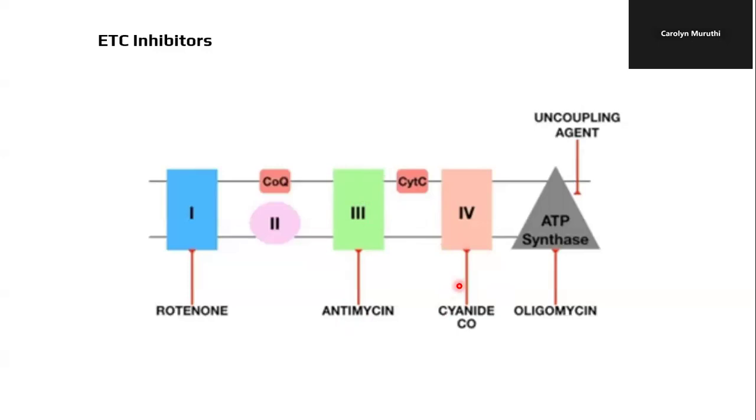Cyanide is a very important but highly toxic chemical that exists as a gas, and it inhibits complex 4 because it binds the heme iron in complex 4, and so there is no transfer of electrons to oxygen. This will halt the entire chain, and the proton gradient will collapse, and so no ATP synthesis will take place. Others include the uncoupling agents and also oligomycin, which tend to inhibit ATP synthase.